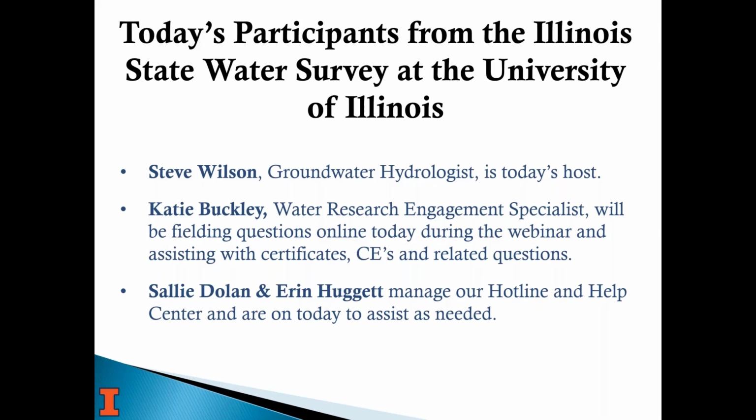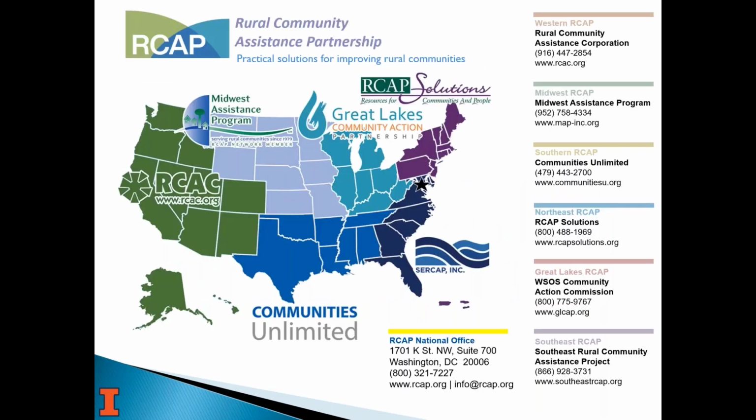But if you, yeah, you can go, it's on our front page, and there's a link to it there. And so they're the person you get when you call our hotline number if you have an issue you need help with. Okay, RCAP. So I mentioned the Rural Community Assistance Partnership.